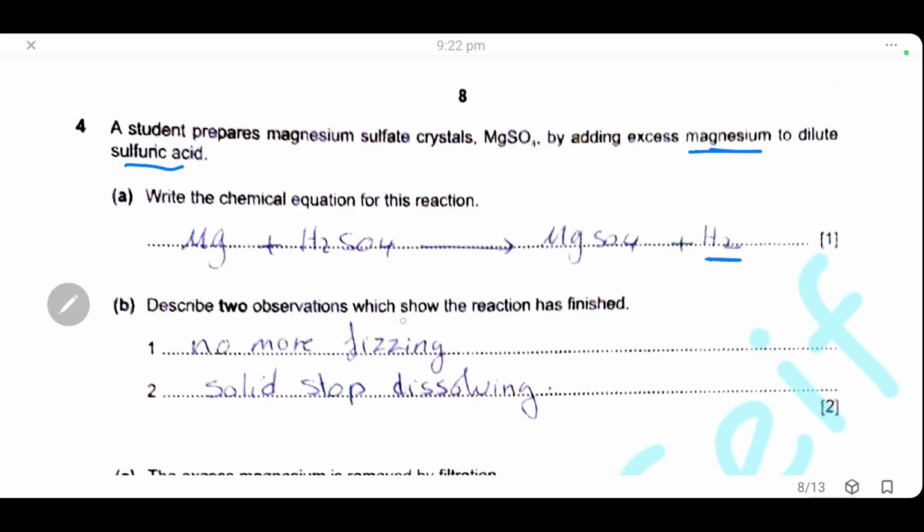Describe two observations which show that the reaction has finished. We can know that the reaction has finished when the fizzing of the hydrogen gas stops, so when there is no more fizzing. Number two, when the solid, which is magnesium, stops dissolving.